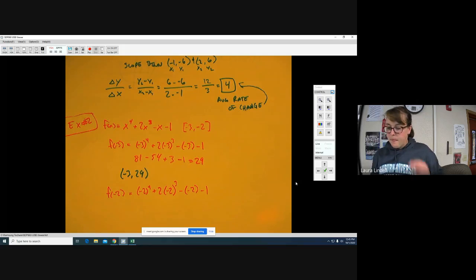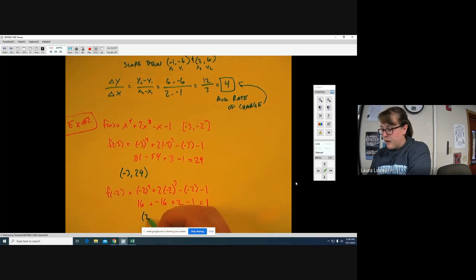All right. So -2 to the 4th is positive 16. -2 to the 3rd is -8. -8 times 2 is -16. Minus -2, so that's +2, minus 1. So these cancel. 2 minus 1 is 1. So the other coordinate that we are working with is the point -2, 1.